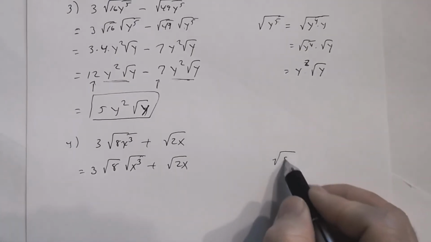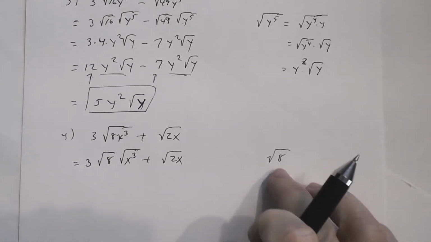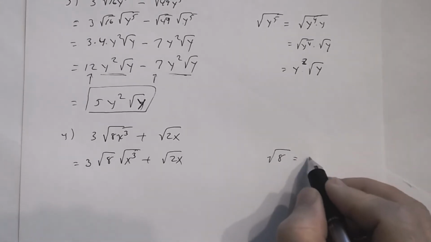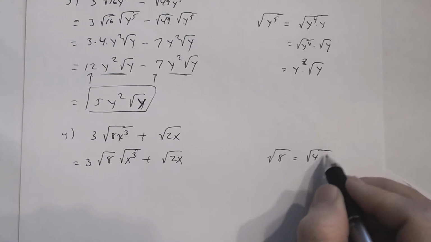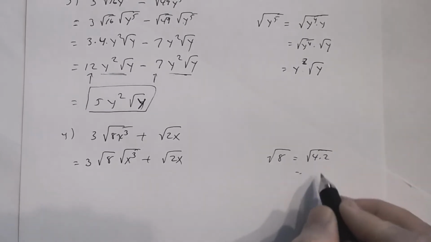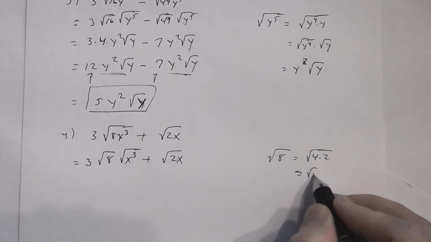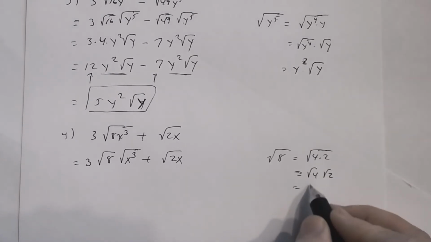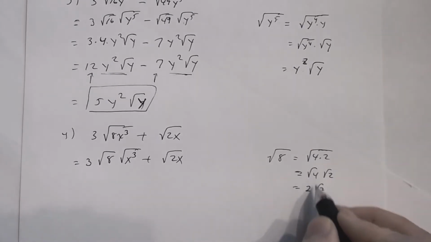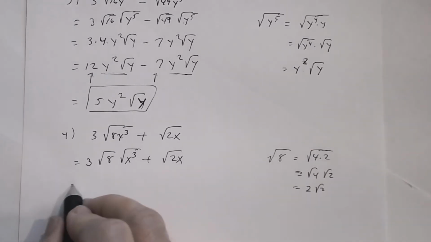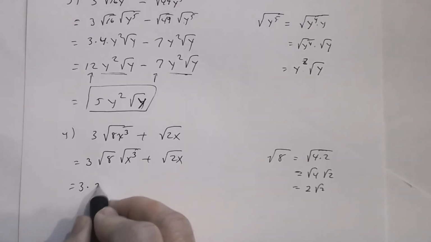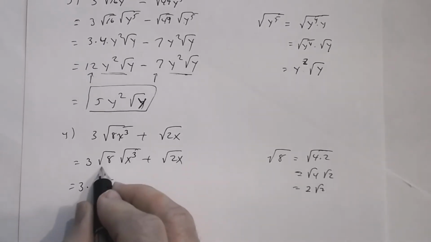All right, now let's go ahead and talk about the square root of 8. Let's remind ourselves how to simplify the square root of 8. What's the largest perfect square that goes into 8? Okay, 4. So this would be the square root of 4 times 2. Using the product rule, that's going to be the square root of 4 times the square root of 2. So I get 2 square root of 2, the square root of 4 is 2. So that goes here. So I get 3 times 2 square root of 2. So that's this right here.